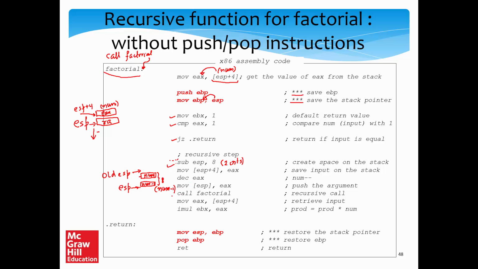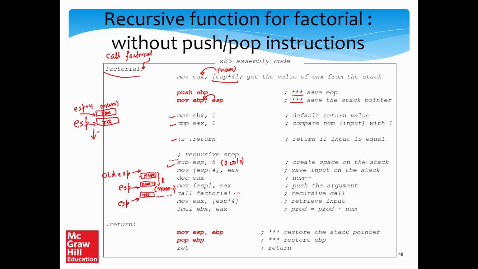So when you're calling the factorial function, what will the stack look like? At this point, when you are doing the call instruction, additionally the return address will be pushed, right? And the ESP, the stack pointer, will point over here. Inside the called function, we'll add 4 to ESP and read num minus 1 and compute its factorial.